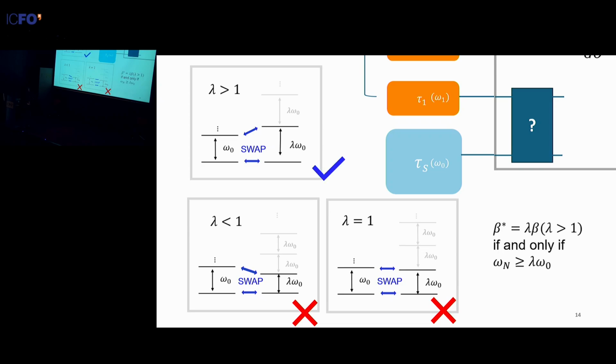And the cooling limit, or the temperature that you can reach with Gaussian operations, is given by this. And lambda would be the ratio between the machine gap and the system gap. And we also proved that the most optimal operations are swap operations.